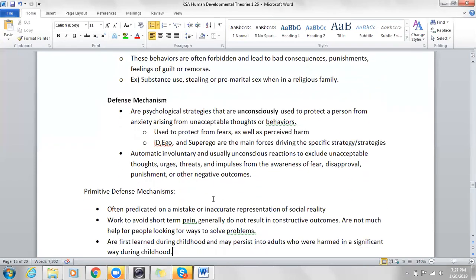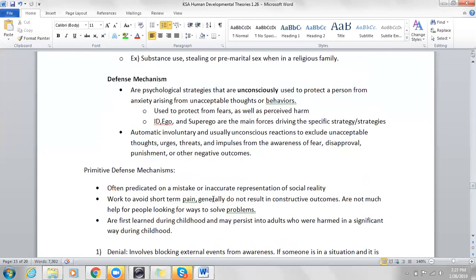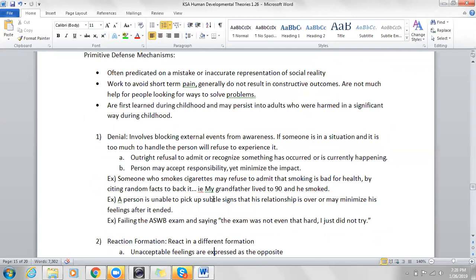Which then leads us into the defense mechanisms, which are unconscious things that can help us protect ourselves from things that are happening, which is used to protect from fears as well as perceived harm. So the id, ego, and superego are the main driving forces of these. And they're automatic, involuntary, and usually unconscious reactions to behaviors that are deemed unacceptable or that we have fear of punishment around. Which then leads us to branch them into different categorical ways.